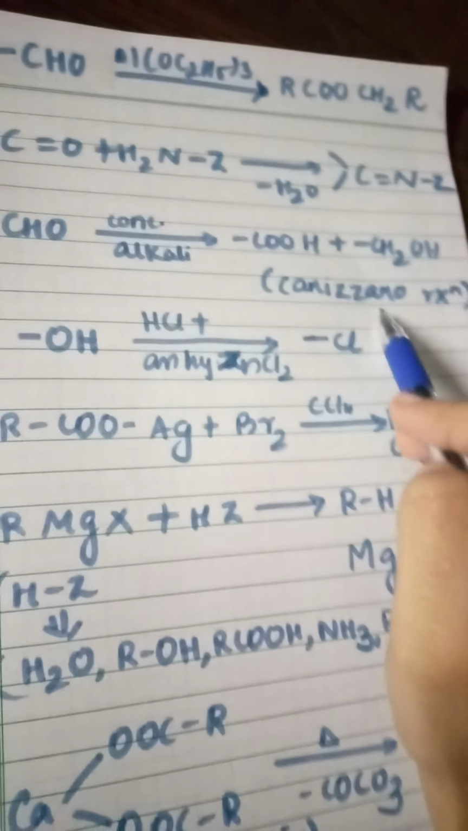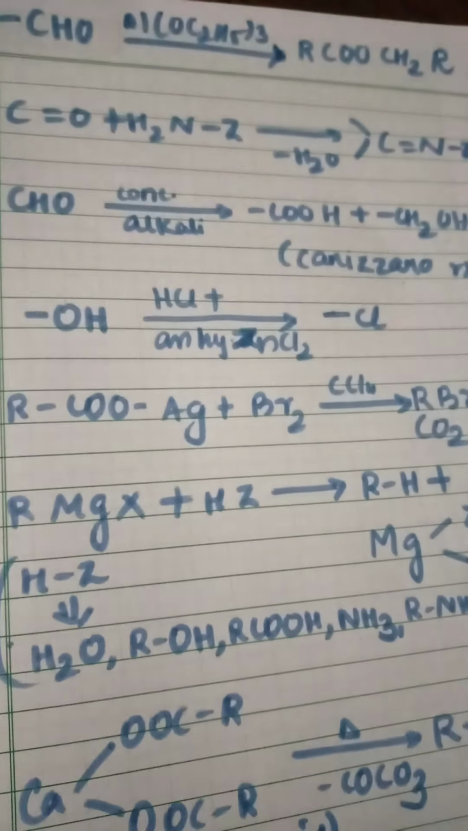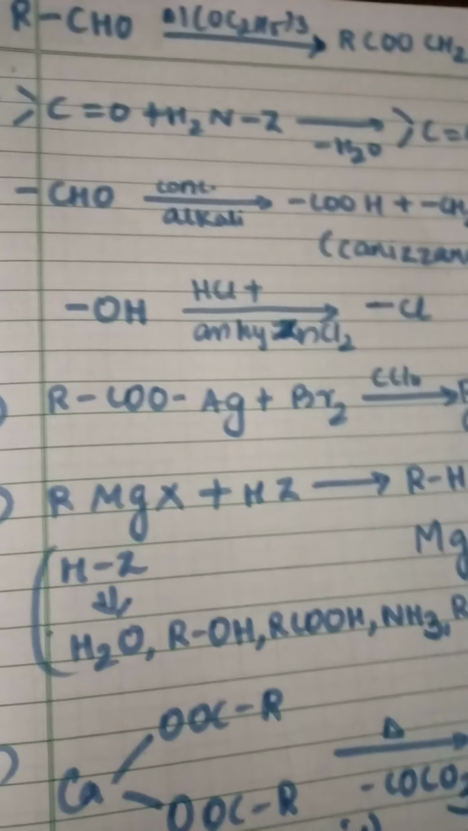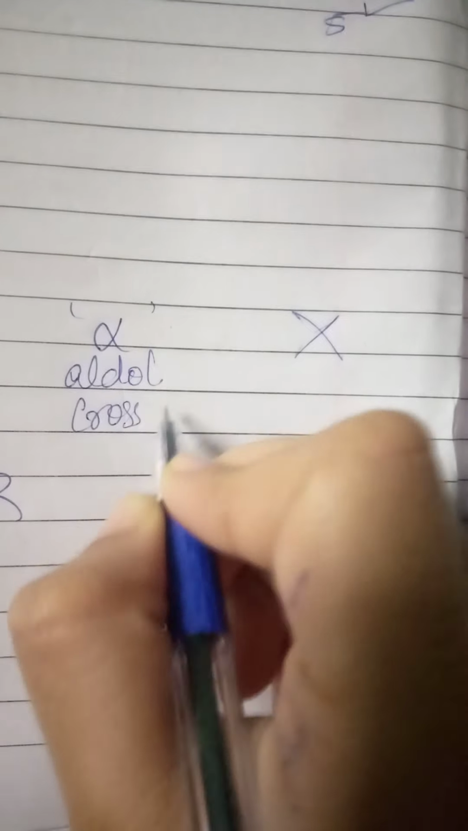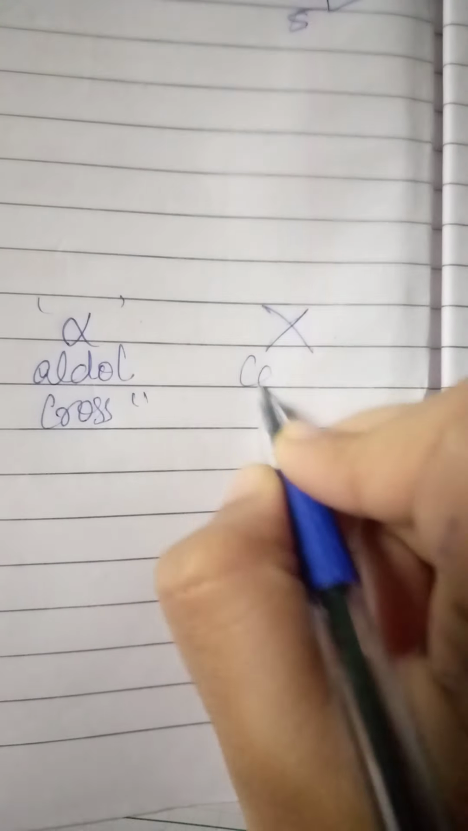This reaction is called the Cannizzaro reaction, and you have one more reaction called aldol condensation, and cross aldol condensation. Aldol condensation can be done only if you have an alpha hydrogen atom, and cross aldol also needs alpha hydrogen. But some compounds do not have alpha hydrogen. Aldol and cross aldol happen only if alpha hydrogen is present, but those without any alpha hydrogen will undergo the Cannizzaro reaction.